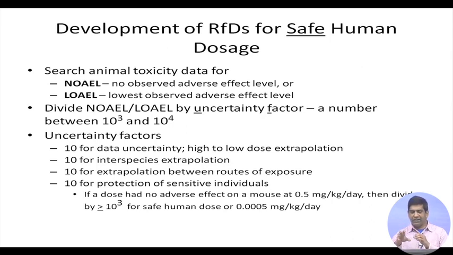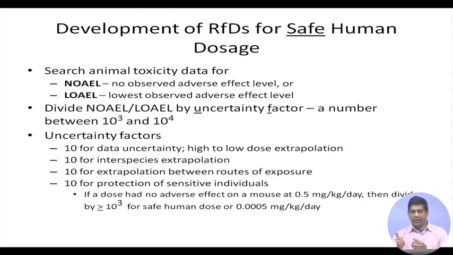And there are other things as well, as is listed at the bottom of this slide. There are uncertainty factors: is the data uncertain, high to low dose extrapolation. And then we have an interspecies extrapolation. You're going from one species to another. Then there is extrapolation between routes of exposure.